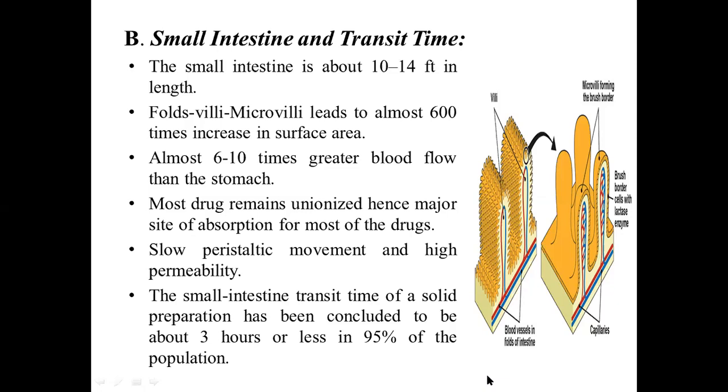Slow peristaltic movement and high permeability. The movement of the food and drug through the small intestine is slow, therefore it gets benefited, and the chance of being absorbed is relatively high in the small intestine. The small intestinal transit time of a solid preparation has been concluded to be 3 hours in 95% of the population. The small intestine offers a better site for drug absorption.